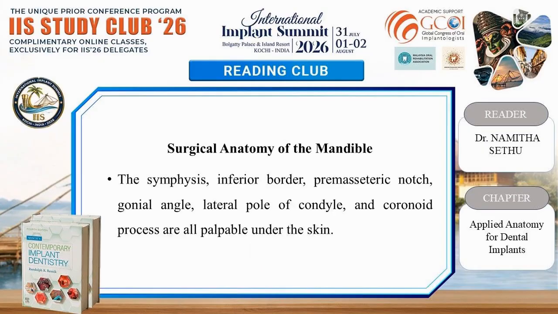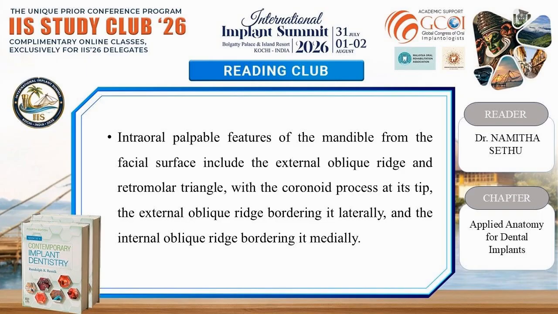Surgical anatomy of mandible. The symphysis, inferior border, antegonial notch, gonial angle, lateral pole of condyle and coronoid process are all palpable under the skin. Intraoral palpable features of the mandible from the facial surface include the external oblique ridge and retromolar triangle with the coronoid process at its tip, the external oblique ridge bordering it laterally and the internal oblique ridge bordering it medially.